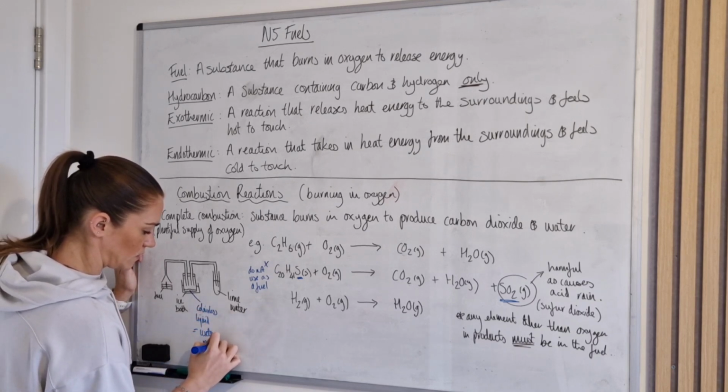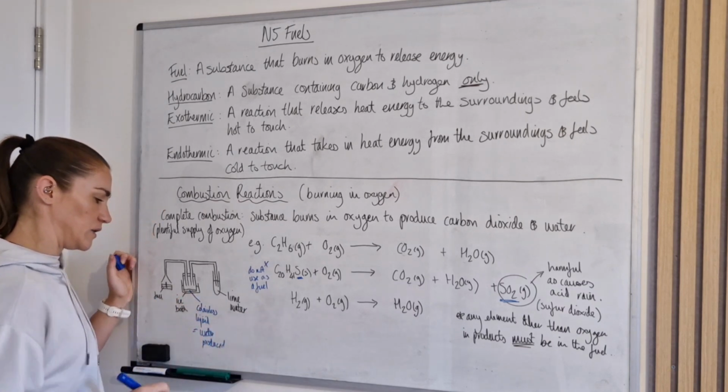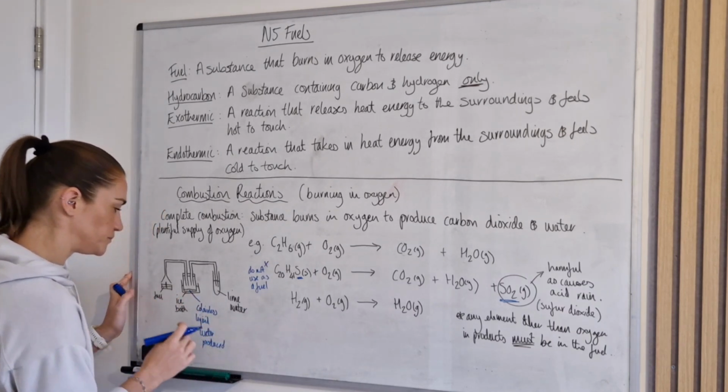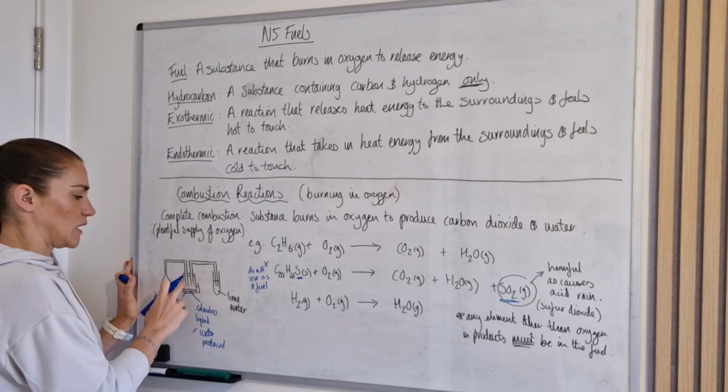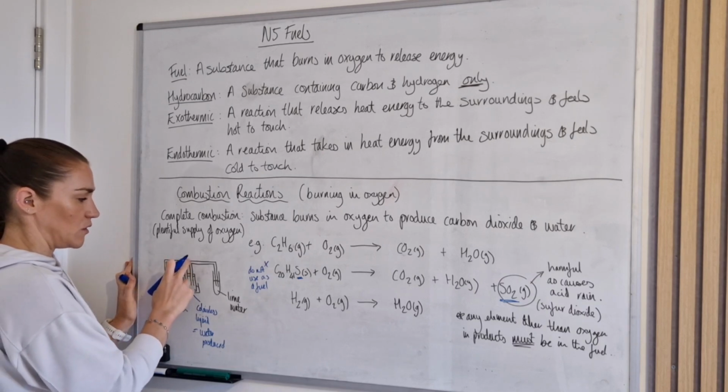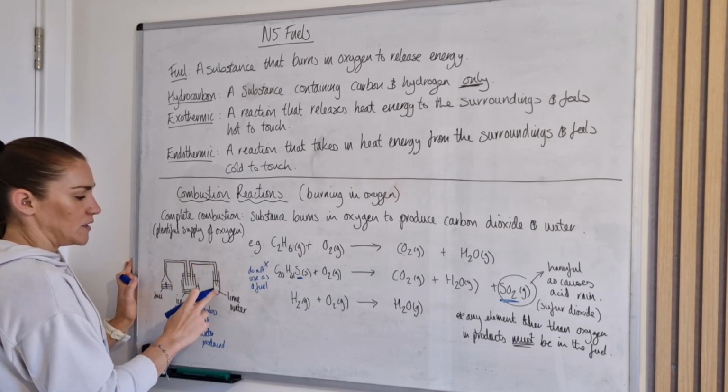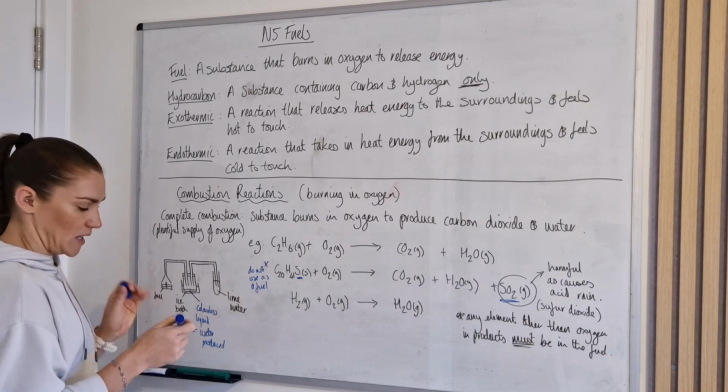So if you get a colourless liquid in that container, then it means you produce water when you burn your fuel. Then the rest of the gases that haven't condensed will keep going along this tube until they get into this test tube of lime water at the end.